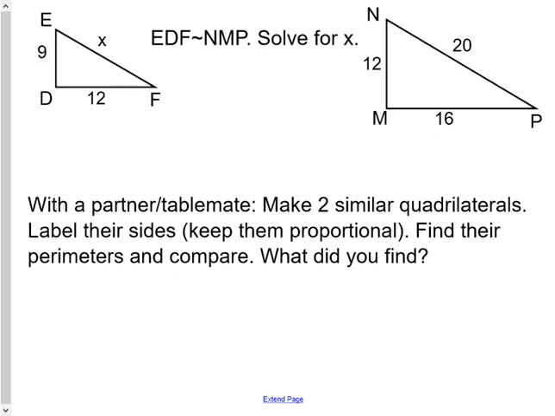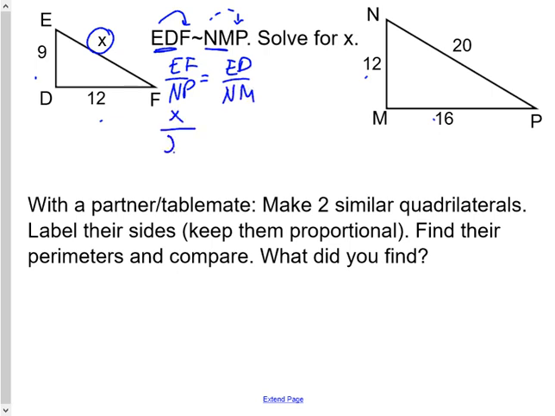Now in this case, EF equals X. So EF to NP equals, and then do a different comparison, because notice we have all the other sides. So I can just do first two letters, ED to NM. And now when I fill it in, X to 20 equals 9 to 12. Cross multiply and divide. X is 9 times 20 divided by 12. 180 divided by 12 gives me 15.